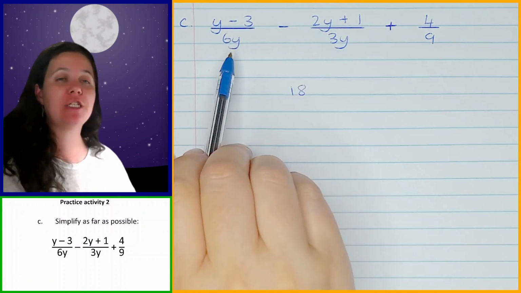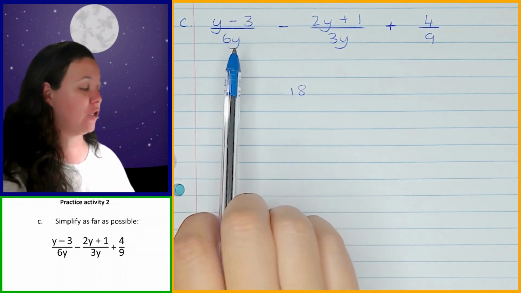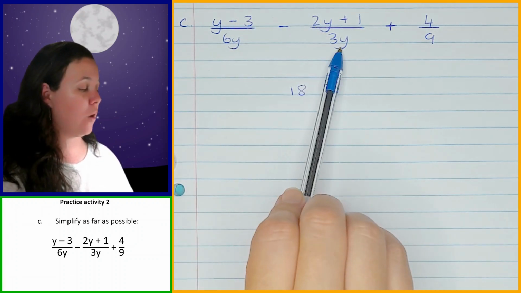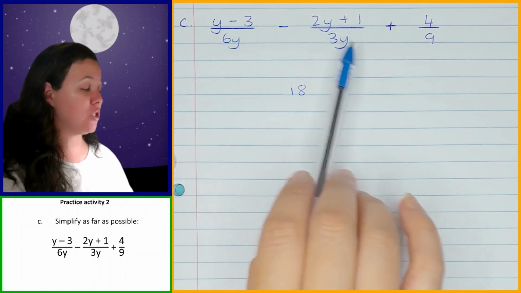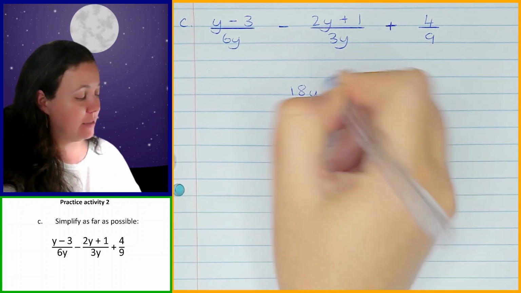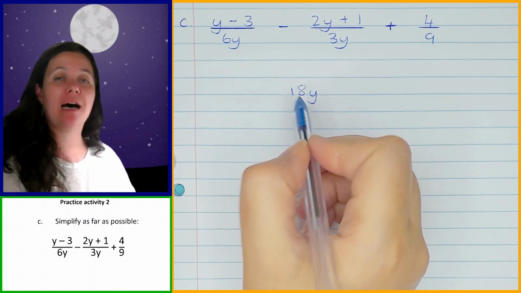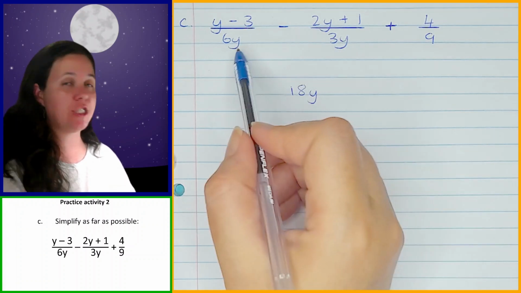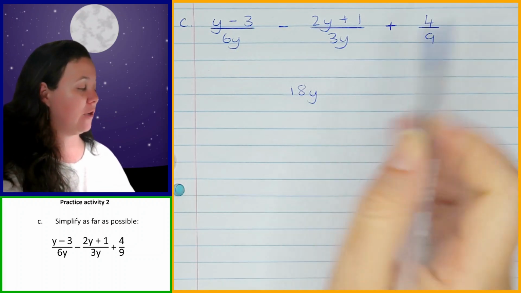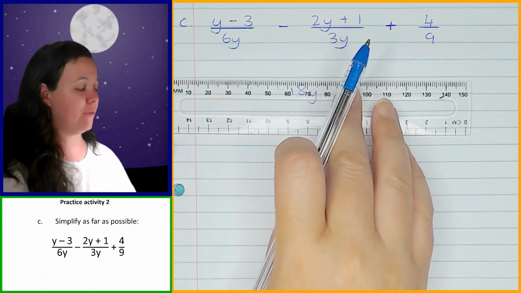And then I also need to have the variable part. So if I look at my variables, I've got y, and then no variable. So I don't need to worry about any other variables. It's just y's. So I need to have y in my LCD. I need to have the highest power that is in any of the denominators. The highest power is y to the power of 1. So it's just going to be y to the power of 1 over there. Okay, so it's 18y for my LCD.